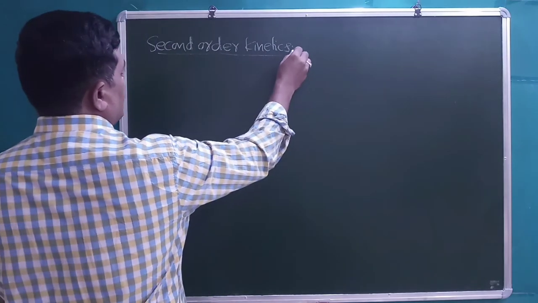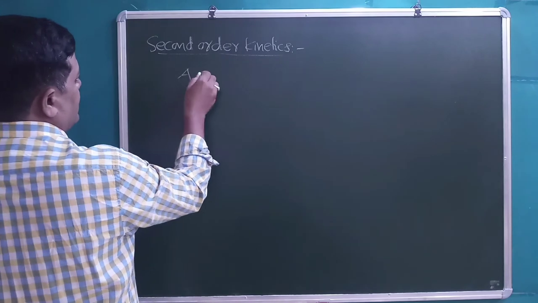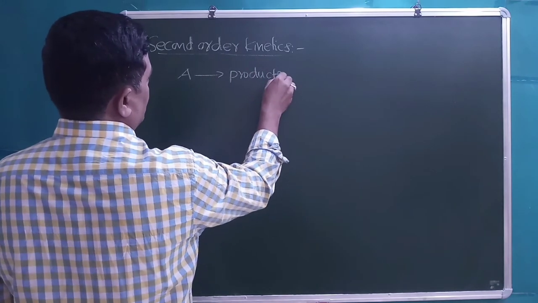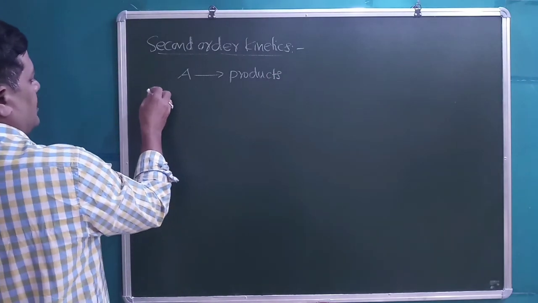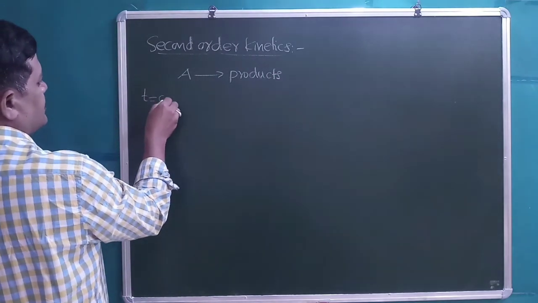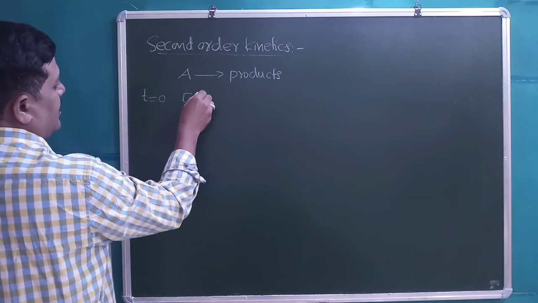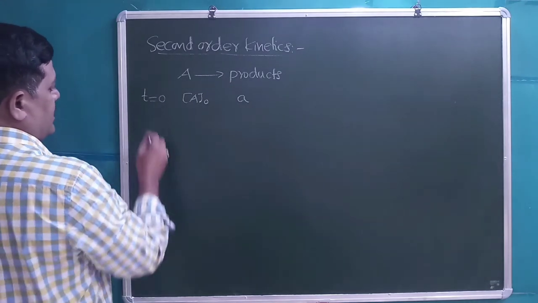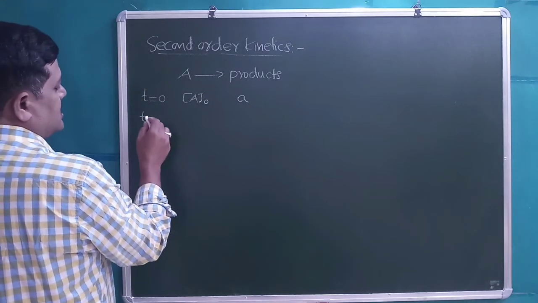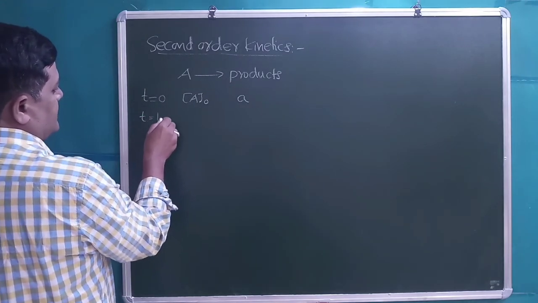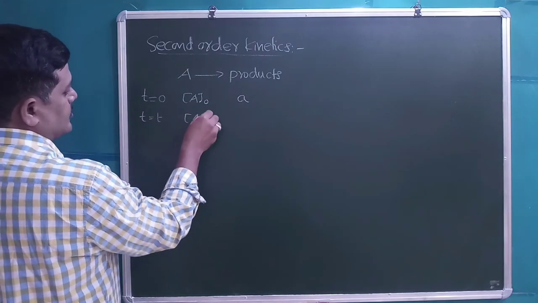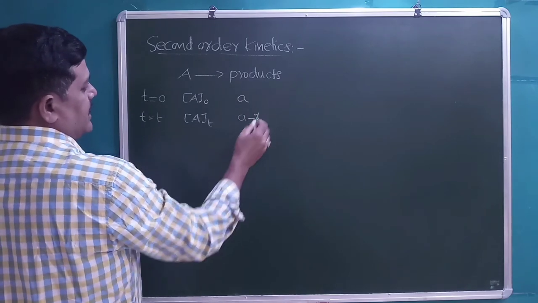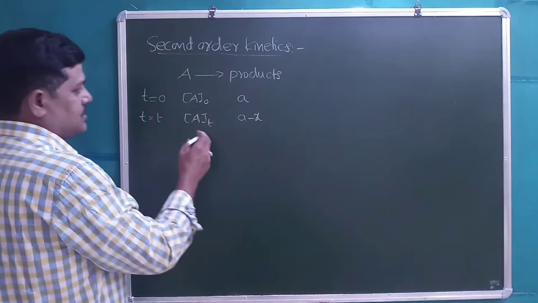Students, let us take a hypothetical reaction: A gives rise to products. Let us assume that the initial concentration of A is A naught. In other terms, we can write it as small a. Concentration at time t is At. In terms of small a, it is a minus x, where x is the conversion, right?